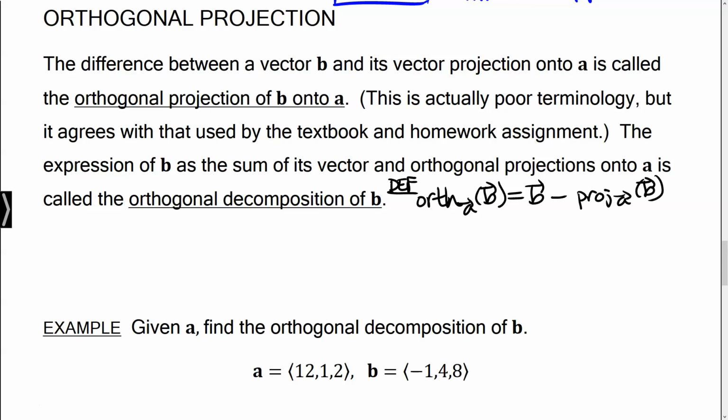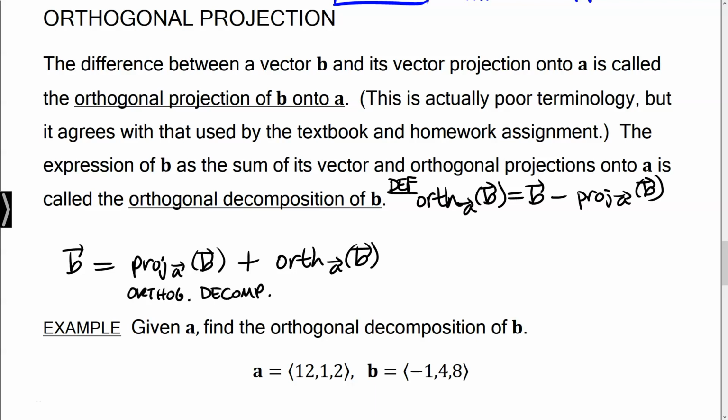And then that equation that we had above, I'll rewrite it here. That's what's called the orthogonal decomposition of B. So when we write B is equal to its projection onto A plus this orthogonal part, this is the orthogonal decomposition right here.